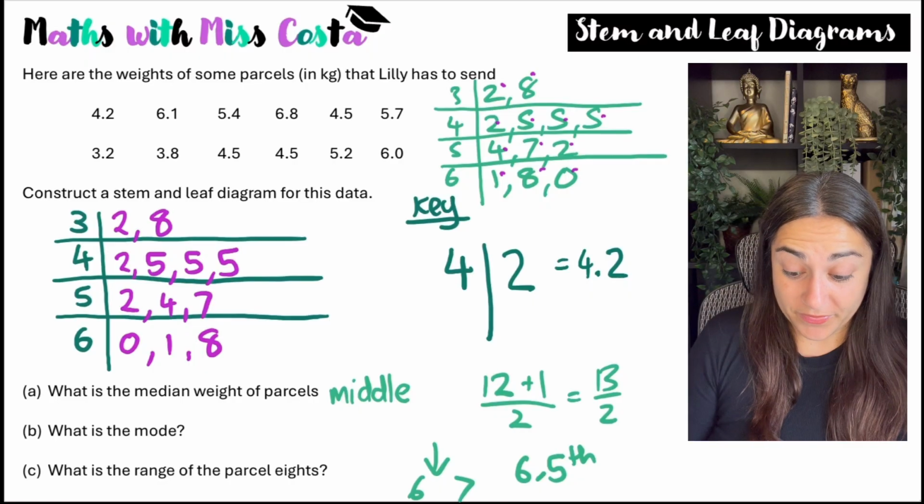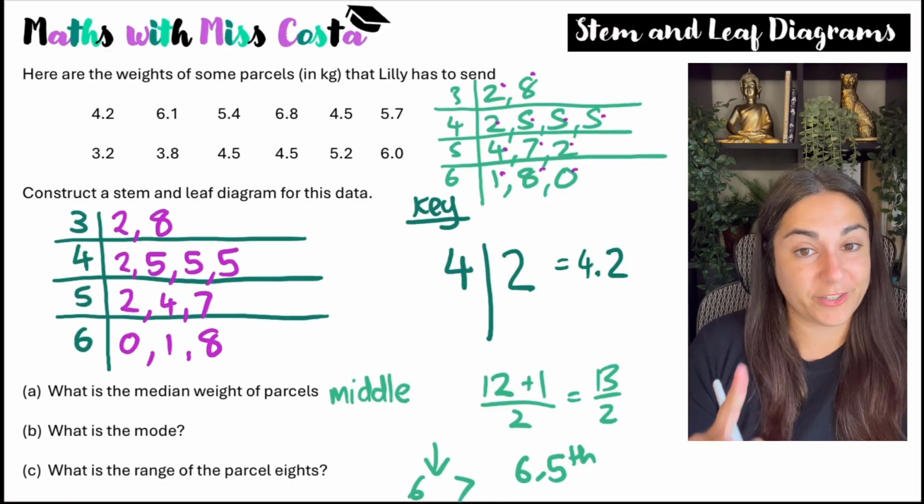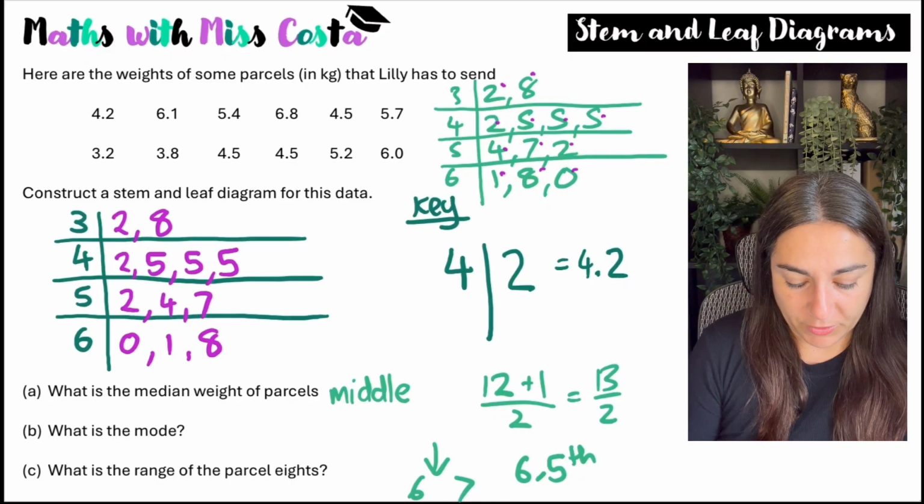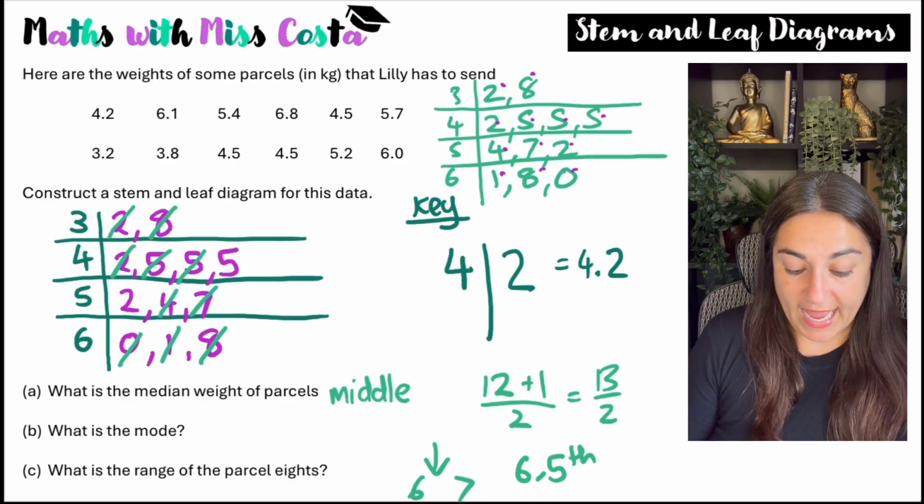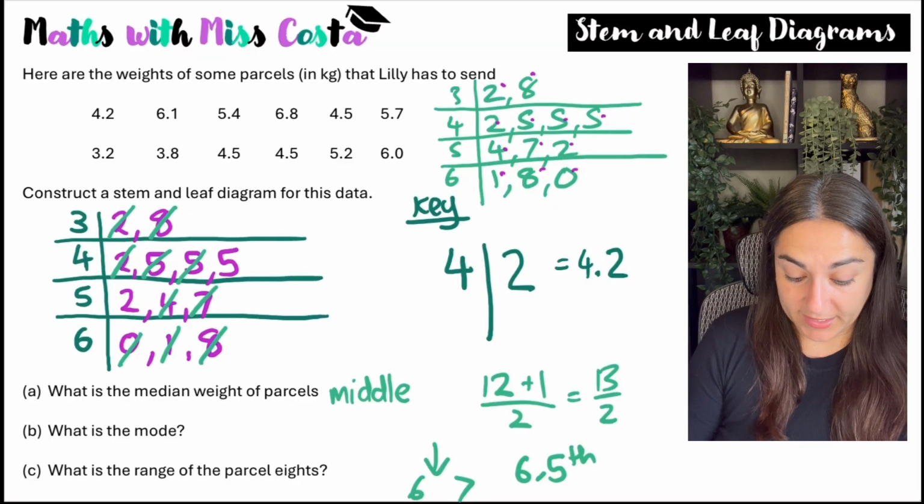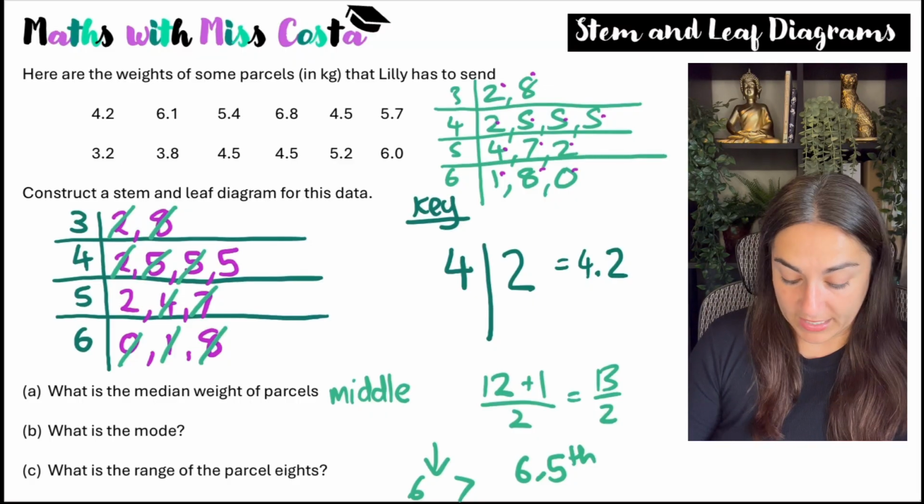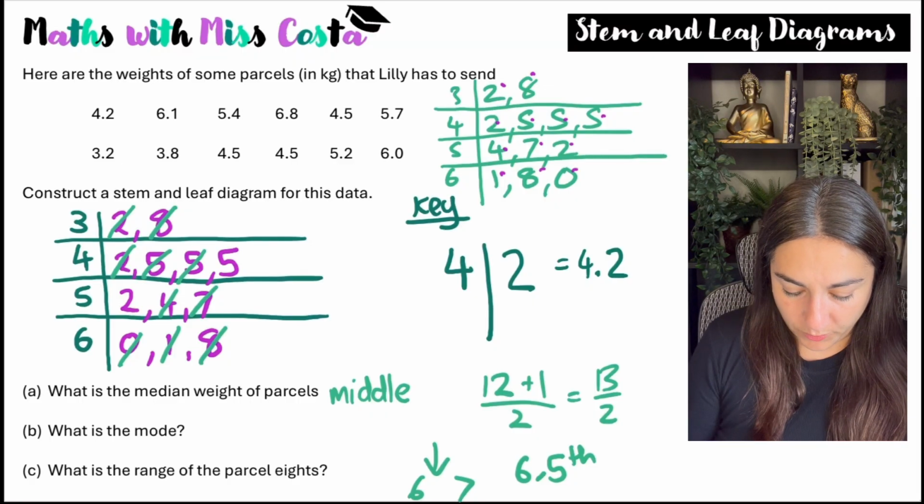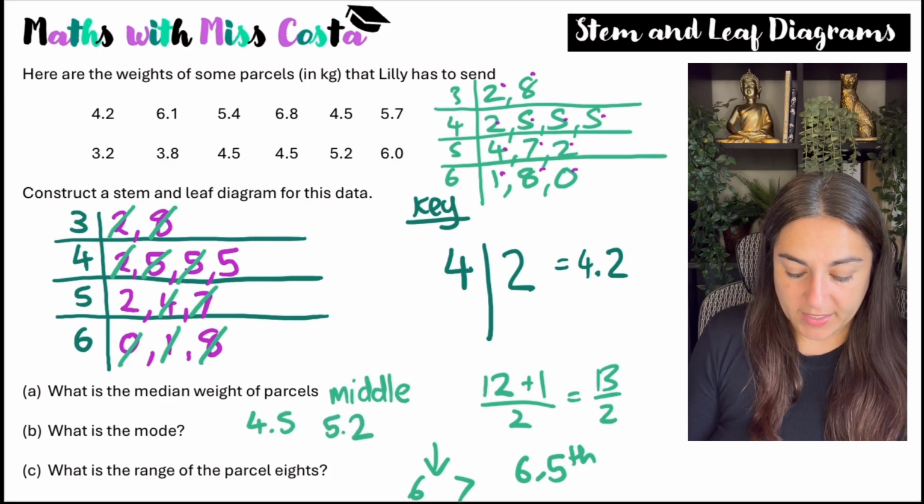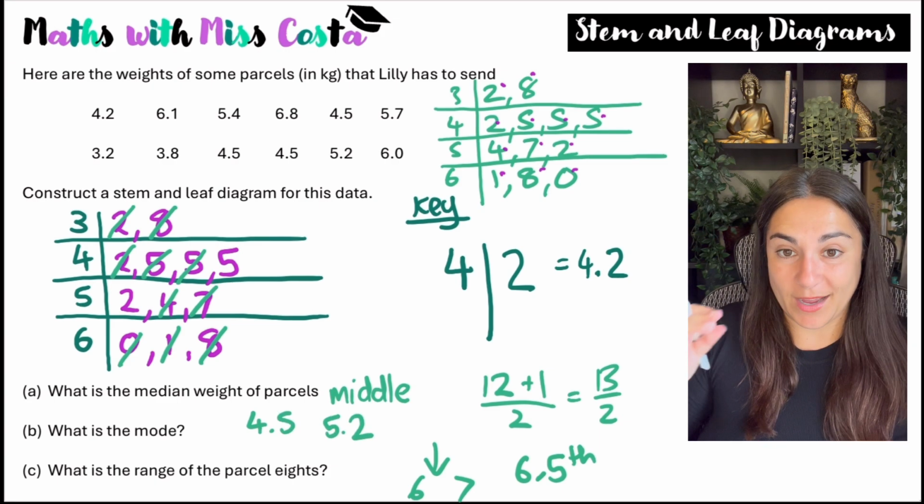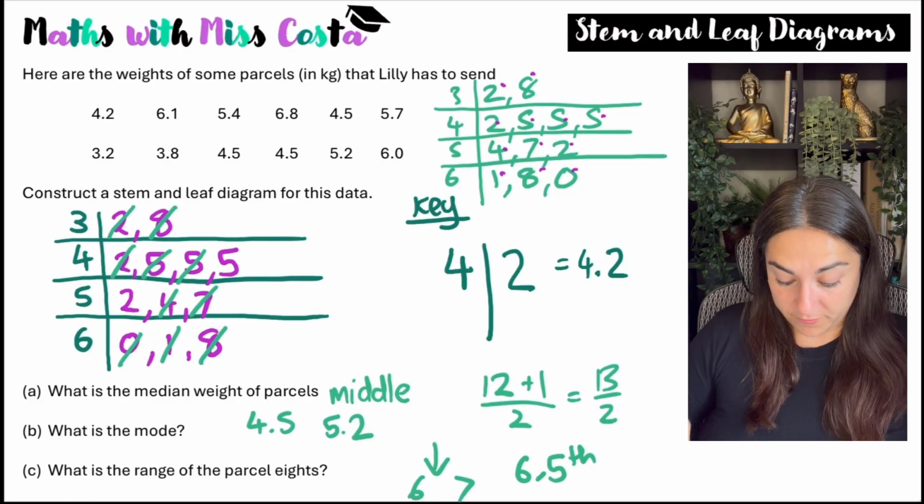Okay, so I'll show you the other way you can do it, which is just a crossing out method. So I cross 1 from the front, 1 from the end, and keep repeating that, crossing one from the front and one from the end. And then I'm left with 2 values. So this is actually what the 6.5th value means. So I'm left between 4.5 and 5.2. So what I need to do is work out the median, the middle of those.